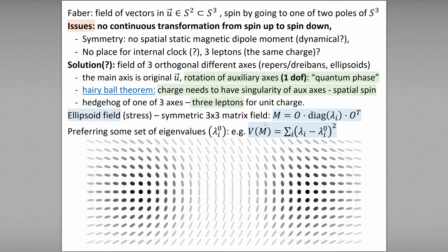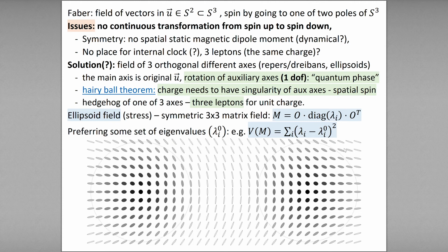So how do we realize this field of three vectors, this ellipsoid field? We can say that we have some field of 3x3 matrices, which have some tendency to three eigenvalues. These are the lengths of the three axes, which can rotate. So in vacuum they can rotate. However, they are distinguishable. So we have three distinguishable eigenvalues and they can rotate by this orthogonal rotation matrix O. So this Higgs-like potential becomes something that prefers these three distinguishable axes.